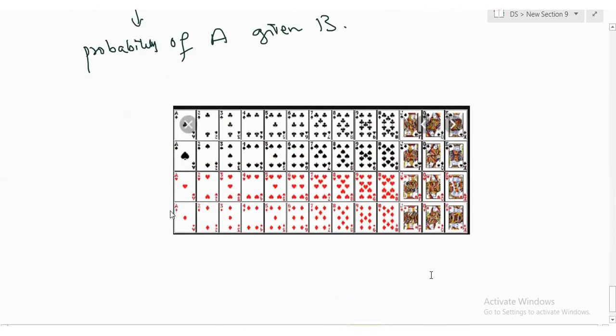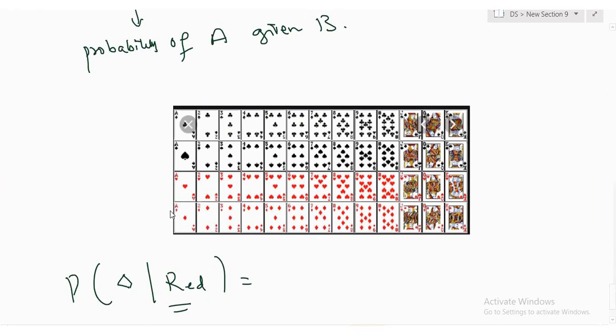So what is the meaning of this? Probability of diamond, and I'm giving the red cards. How many cards am I given? Only 26 cards. My sample space is now 52 or 26? 26. On that I want to calculate the probability. All are with me? You guys are clear?